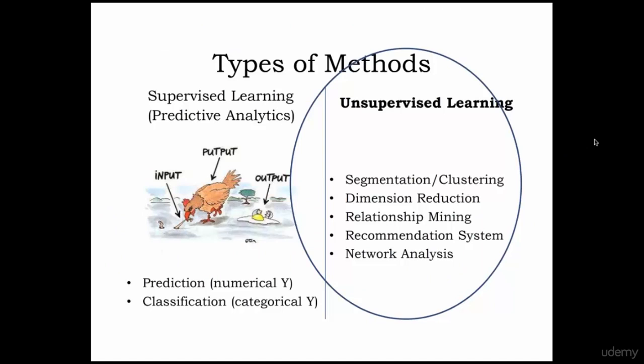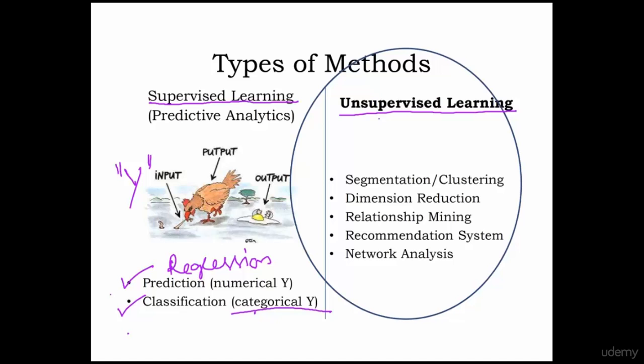So what are the types of methods that we have? One is supervised learning. Another is unsupervised learning. Within supervised learning, again, you have two branches. Of course, in the historical data, you need to know what y is, right? And if the output variable that you're trying to predict is numerical, it's called prediction or regression technique. But if the output variable is categorical, yes, no, true, false, defective, not defective, and so on, in such a scenario, you proceed with classification technique.